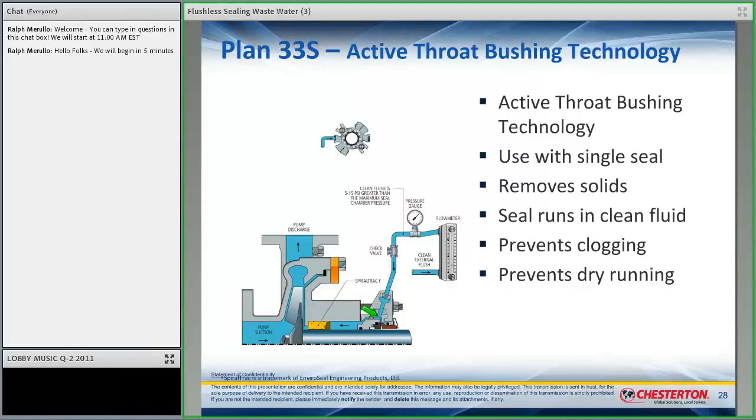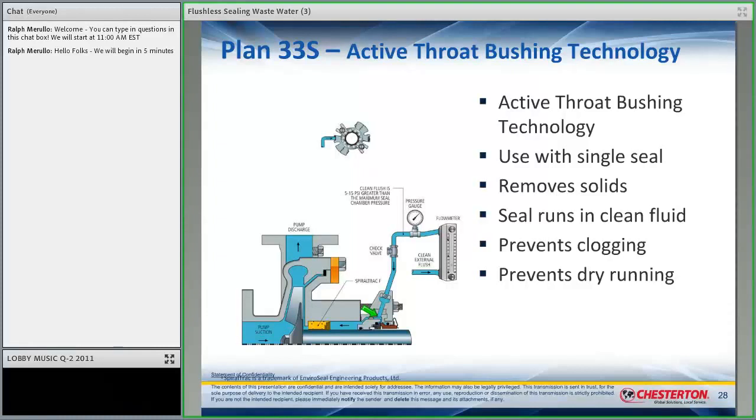Some people use Plan 33S without a flush. I think it's always a good idea to have a flush available, and this is why. What you find in some seal chambers, you think the seal chamber is flooded with product. It's not. And we've learned this in some services, right? So what you can do is build an insurance policy.